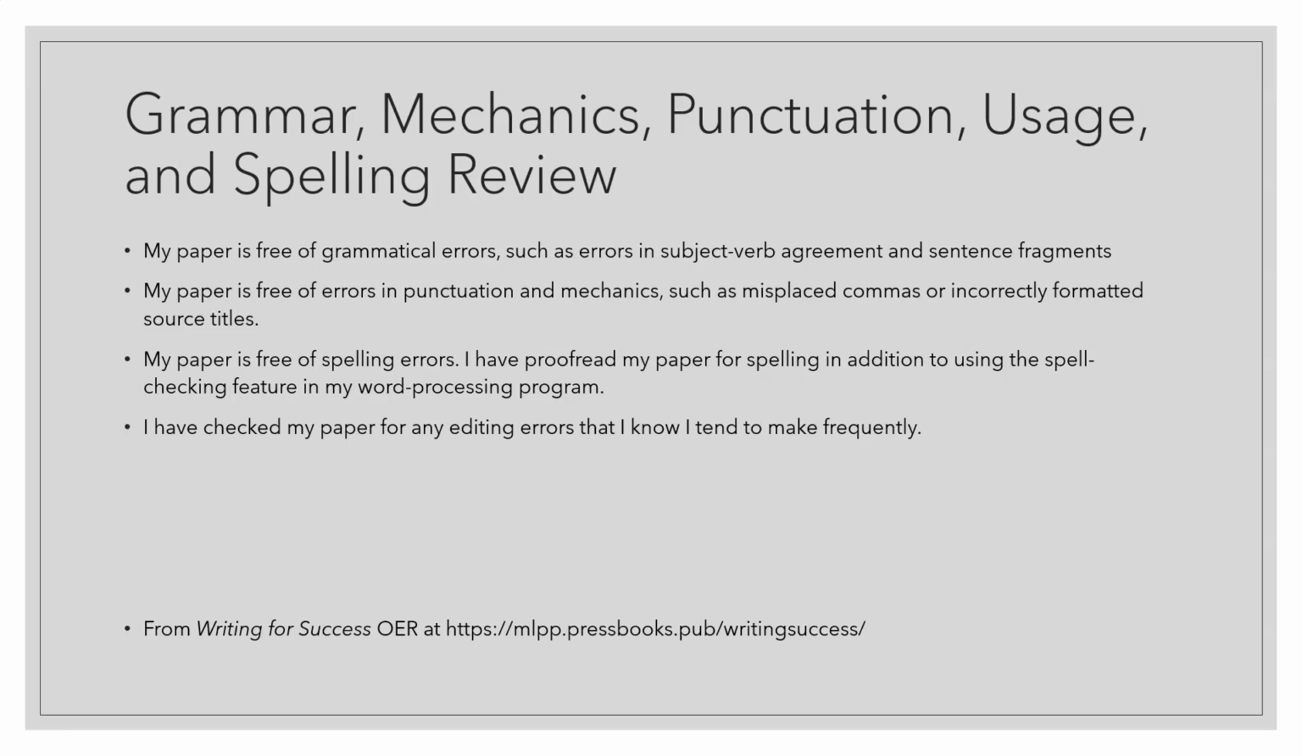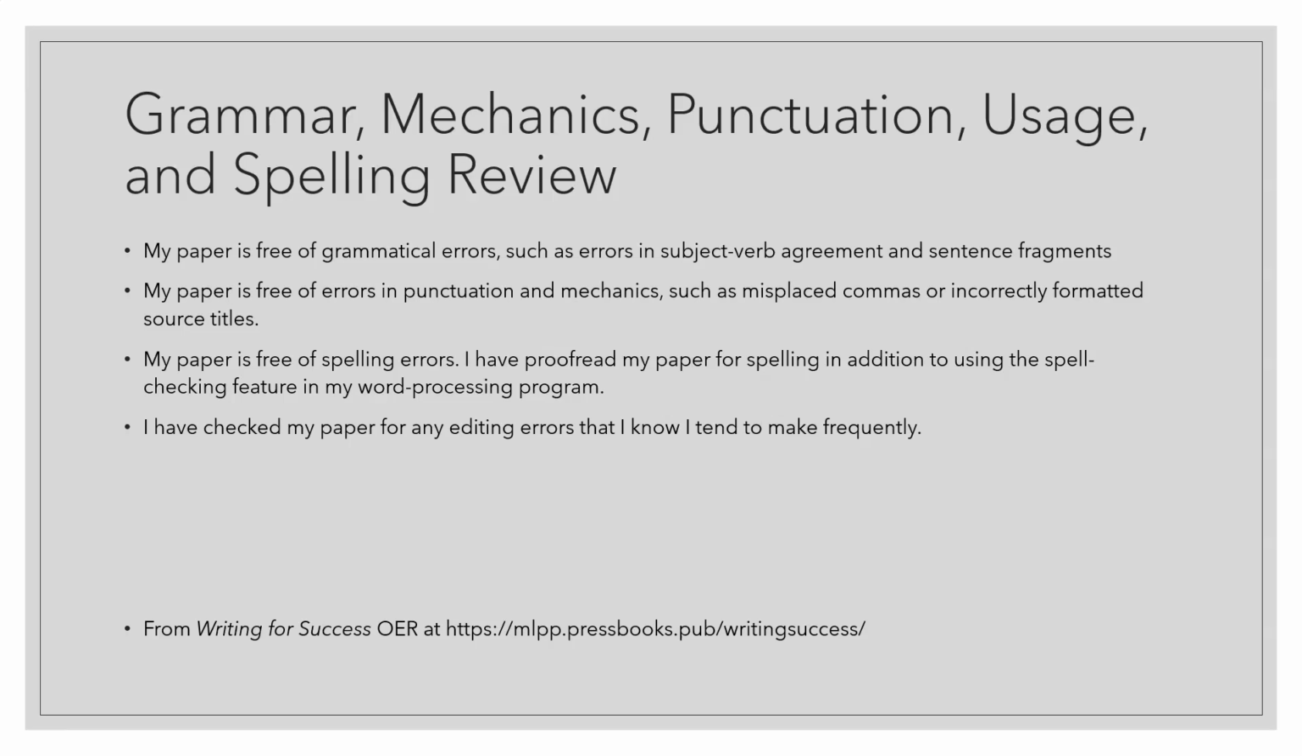Next up, I want to do a grammar, mechanics, punctuation, usage, and spelling review. So this is the actual nuts and bolts of my writing. I want to make sure that my paper is completely free of grammatical errors, such as errors in subject-verb agreement and sentence fragments. I want to make sure that I don't have errors in punctuation and mechanics, so watch for things like misplaced commas or incorrectly formatted source titles. Check your spelling, okay? Proofread your paper for spelling in addition to using the spell checking feature, because again, Word does not always catch everything.